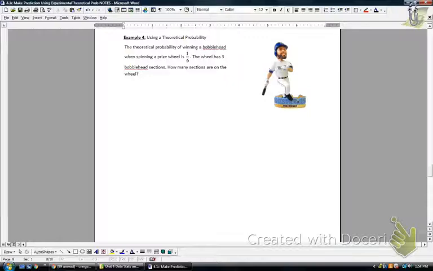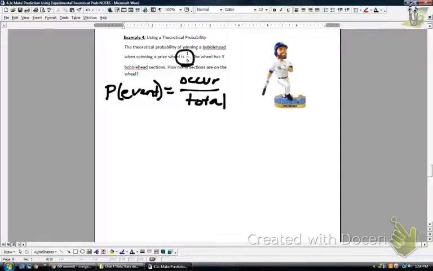Alright, example 4 says the theoretical probability of winning a bobblehead when spinning a prize wheel is 1 out of 6. The wheel has 3 bobblehead sections. How many sections are on the wheel? Alright, so I have the probability of an event is how many it occurs over total. So this here is my probability. This is how many times it occurs, 3, and then I'm trying to find how many sections are on the wheel. So I'm going to use my cross product property, cross the equal sign and multiply.